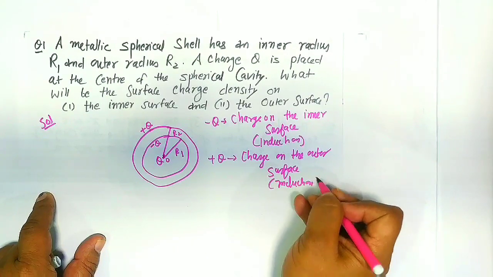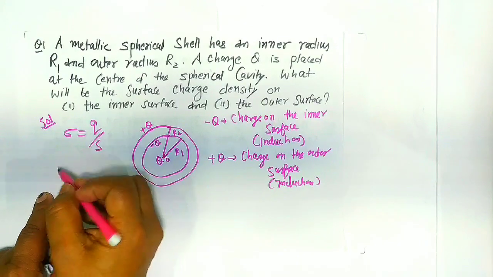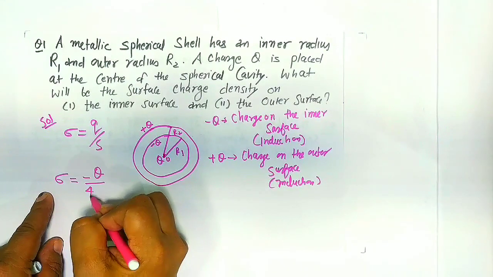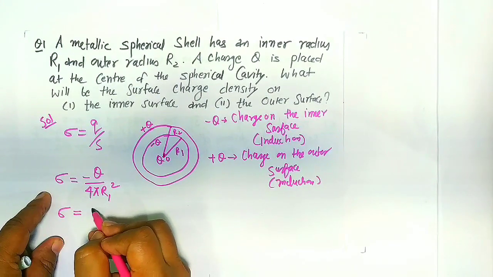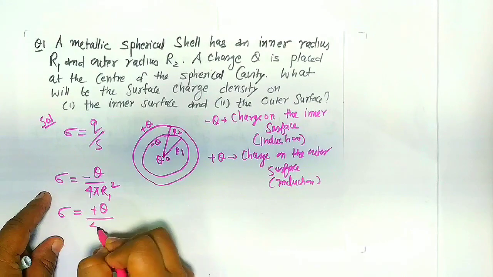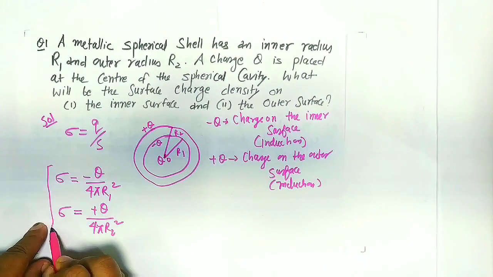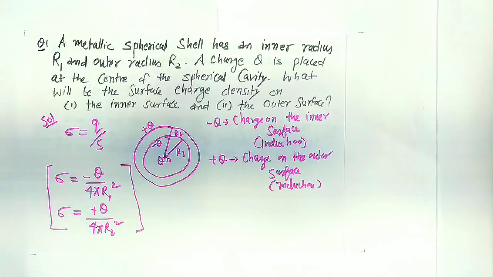So we got the charges, and what is sigma? It is Q by S. All of you know surface charge density. So sigma will be minus Q upon 4 pi R1 square for the inner one, and sigma will be plus Q upon 4 pi R2 square for the outer one. So this is the answer for this case. Very simple. We got the densities on the inner and the outer surfaces. So this is question number 1.